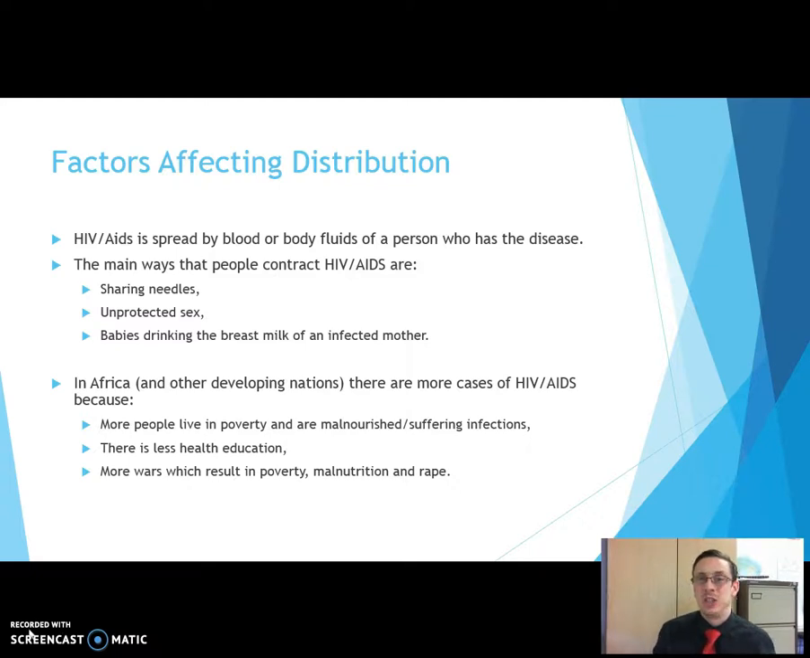We also see a lot more wars, civil wars and conflict. What these bring with them is poverty, malnutrition, and also increased instances of rape. Because we see all of this happening, including increased rape, we've got a lot more people who are going to be contracting the disease.